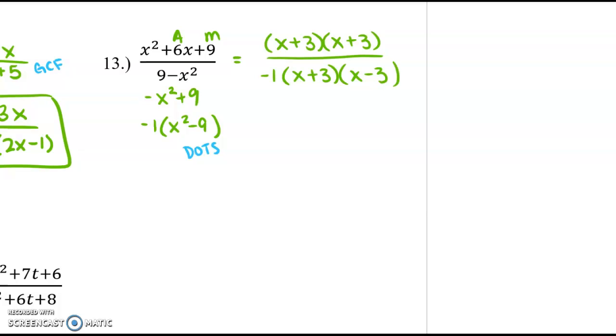I can cancel only one of the x plus 3s. That's it. Okay, only cancel one of them. So there is an x plus 3 in the numerator, and in the denominator I have a negative 1 and the x minus 3.